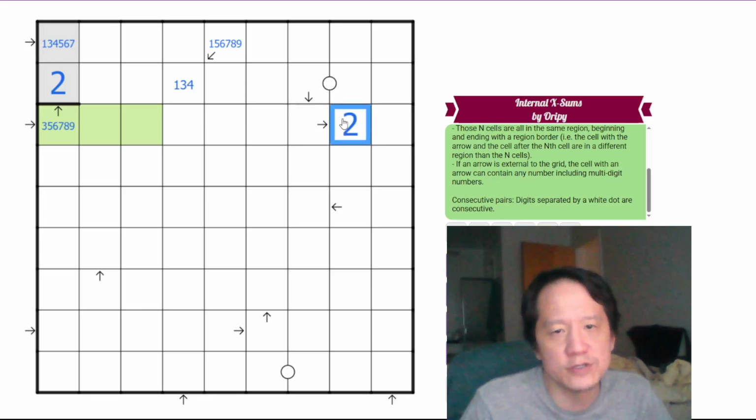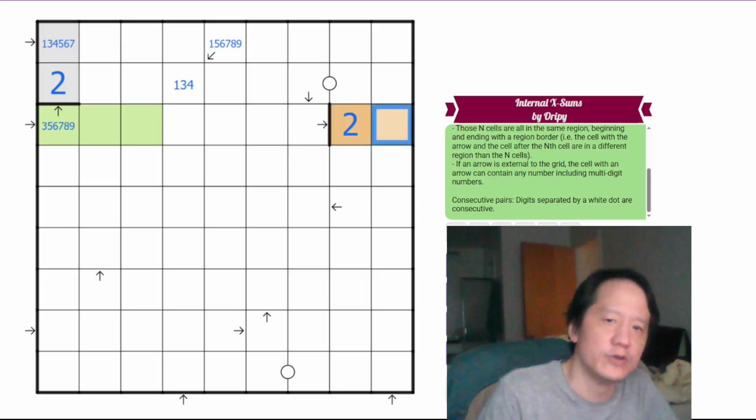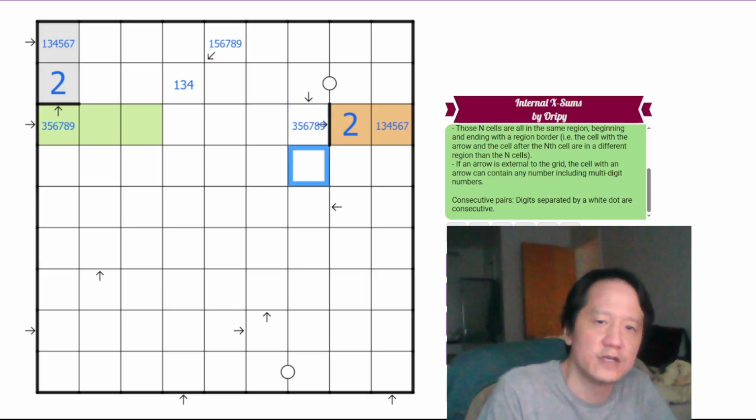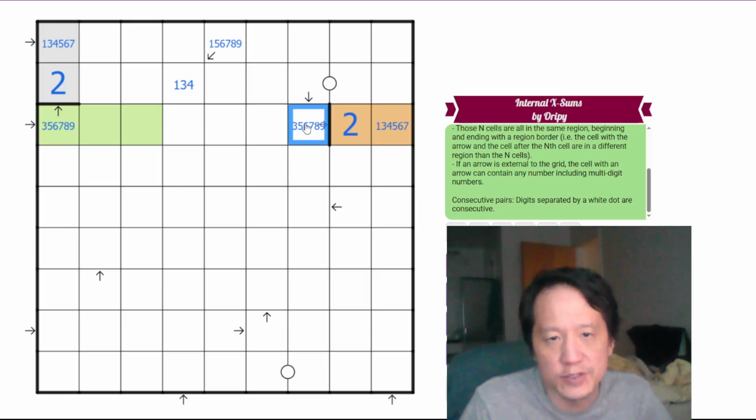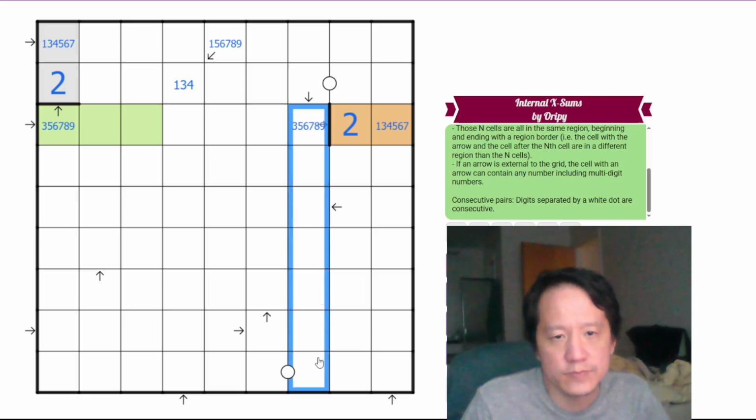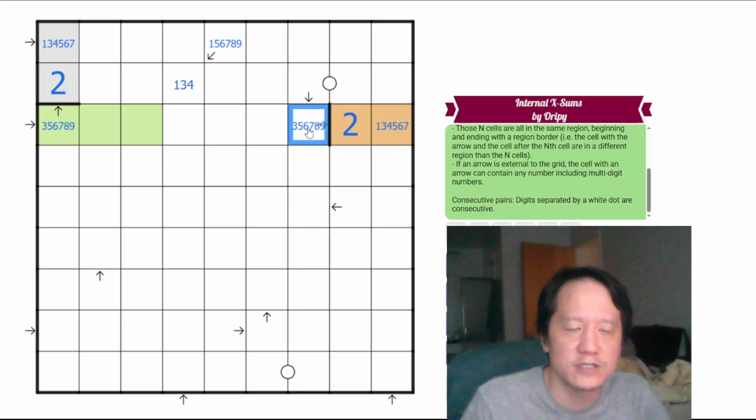So this must be the sum of 2 digits. And this must be a separate region. This, again, could be 1, 3, 4, 5, 6, 7. And this is 3, 5, 6, 7, 8, and 9. But this cannot be 9. It can only be this. This actually has to be a 3, right? Because this is a single digit.